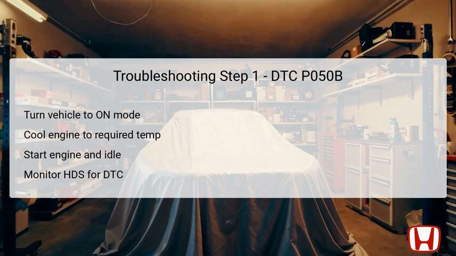The first troubleshooting step for DTC P050B involves turning the vehicle's ignition to the on position without starting the engine. This initiates the vehicle's systems and allows for monitoring. It is crucial to ensure that the engine has cooled down to the specified temperature, which is 77 degrees Fahrenheit, 25 degrees Celsius or less. This is vital because tests should be conducted in cold conditions to accurately assess the performance of the ignition timing.